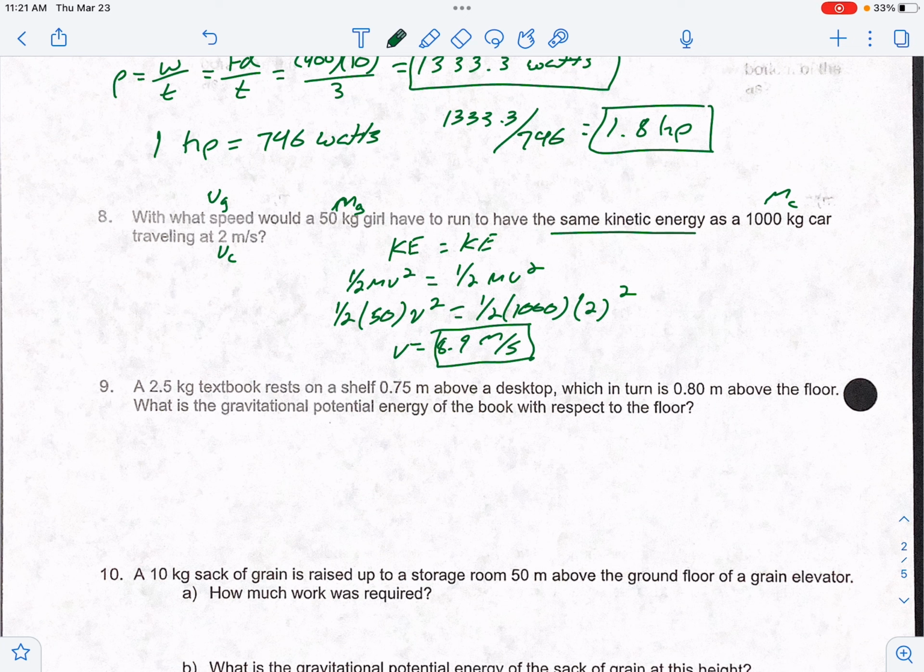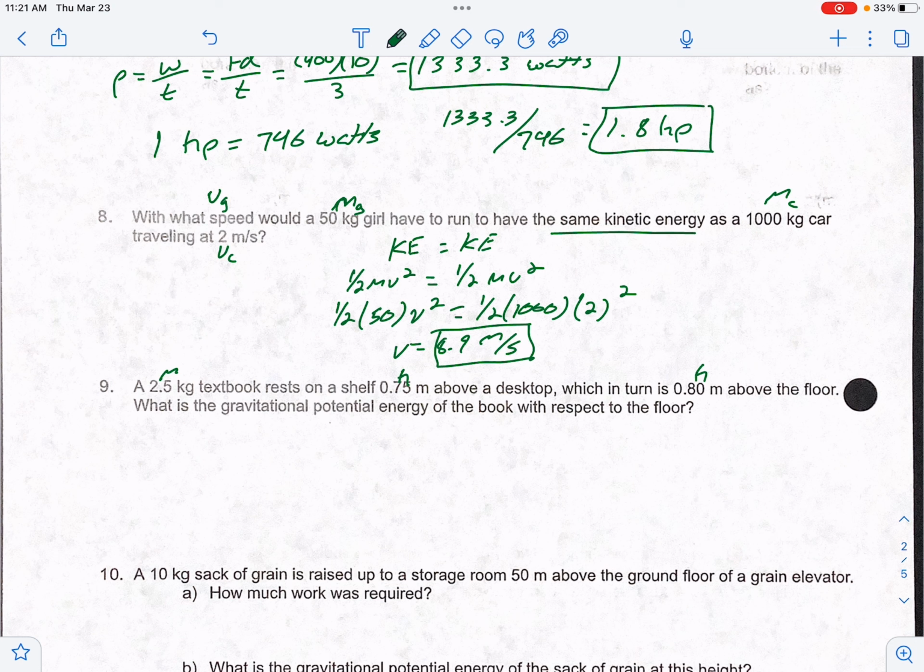Number 9, a 2.5 kilogram textbook. Okay, I have mass. Rests on a shelf 0.75 meters above a desktop, so I have height, which is in turn 0.80 meters above the floor, so it's also height. What is the gravitational potential energy of the book with respect to the floor?